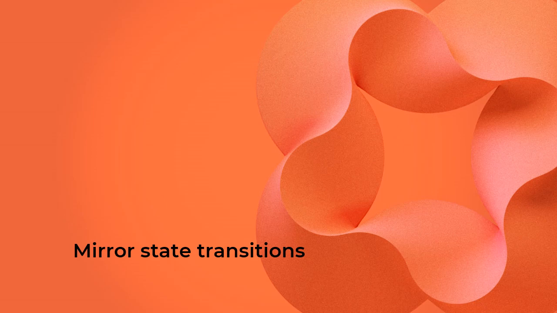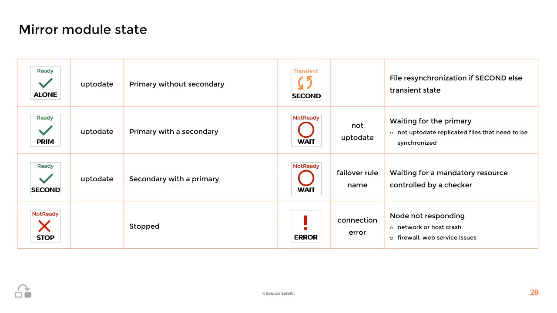Let's now examine the different mirror state transitions. Here are the main states of a mirror module. When the state is alone and the color is green on a node, it means a primary server without a secondary. The failover is not possible in this state. When the state is prim and the color is green, it indicates a primary server with a secondary. The failover is possible in this state. When the state is second and the color is green, it signifies a secondary server with a primary. The failover is possible in this state.